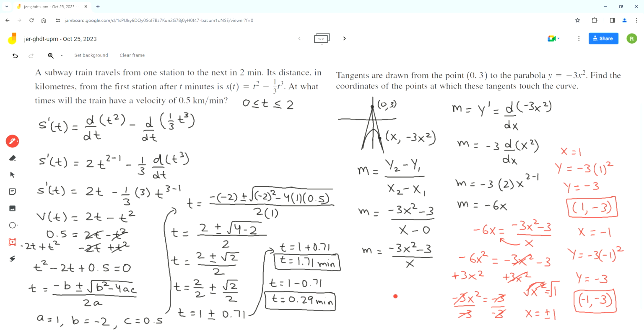So these are the steps you have to keep in mind to solve these two different types of problems using the derivative rules. So I hope you'll find this video useful.